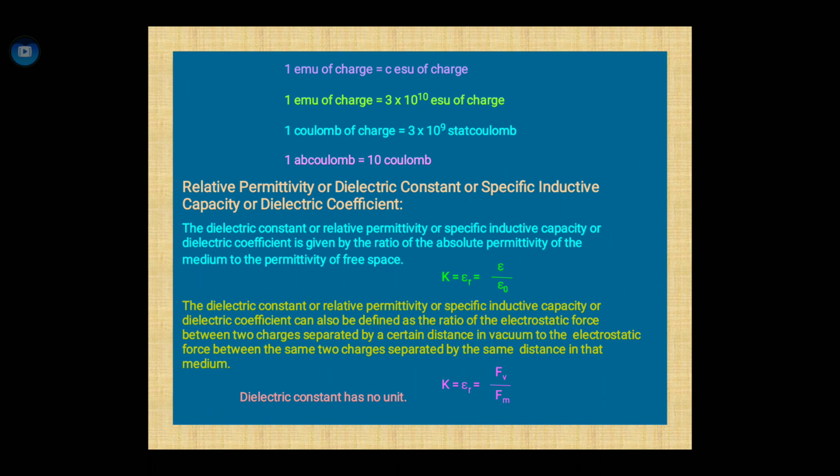Now the relative permittivity, or dielectric constant, we can define. Dielectric constant or relative permittivity can be defined as the ratio of epsilon upon epsilon naught. They can also be defined with the force in vacuum and force in medium. Dielectric constant has no unit.